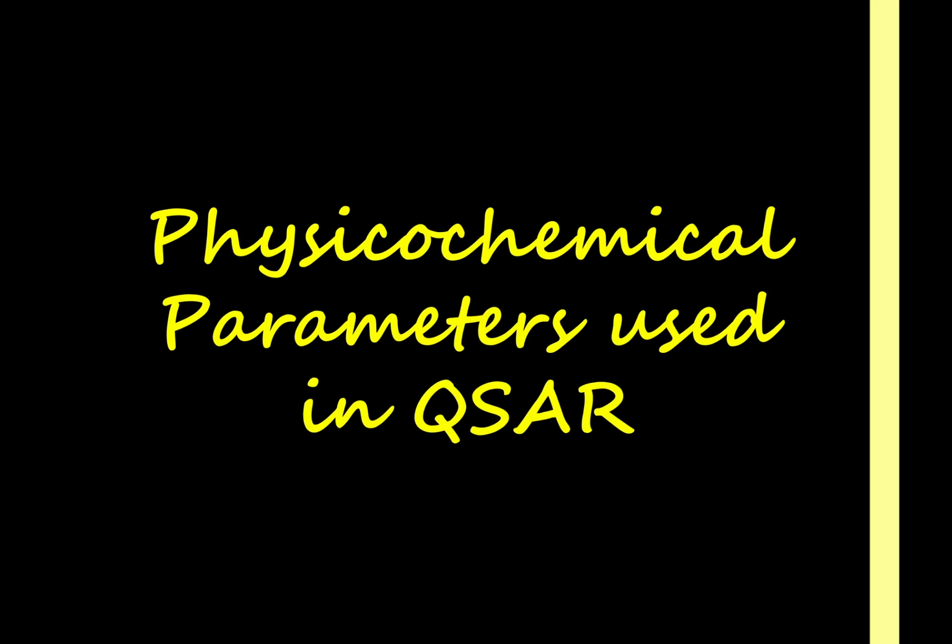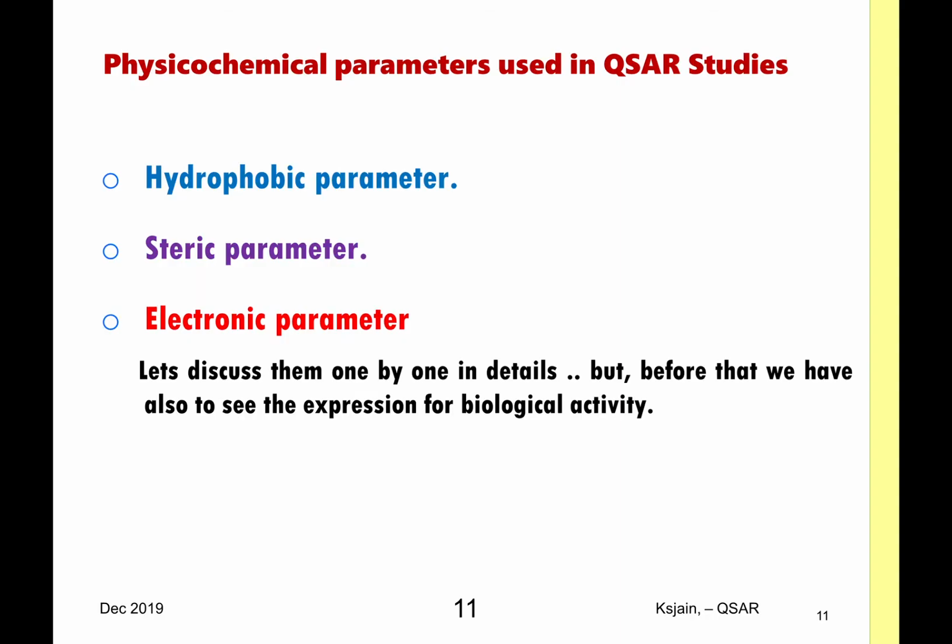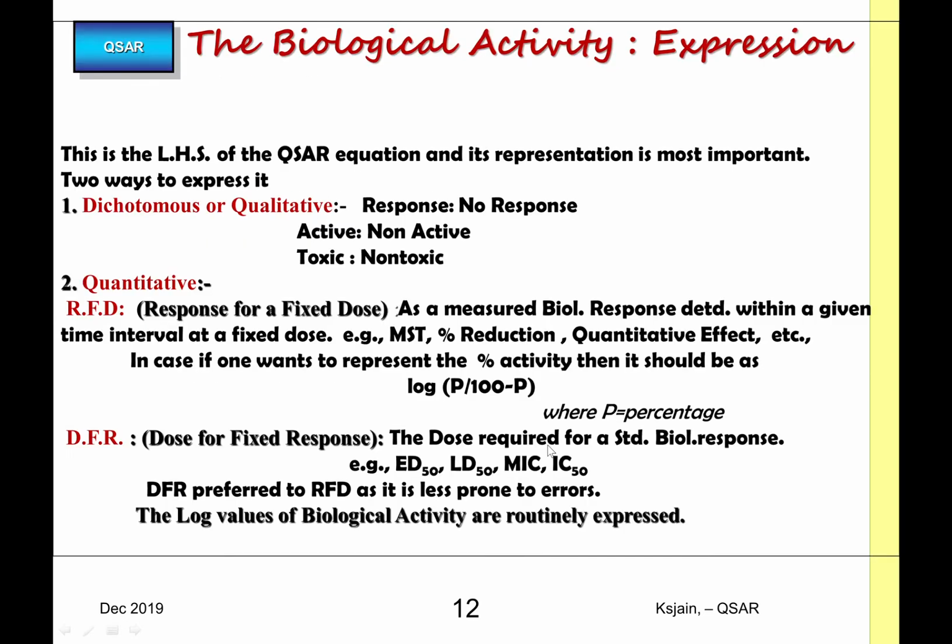So we are going to discuss three important groups of physicochemical properties, that is, some of the lipophilic, some of the steric, and some of the electronic parameters. But before that, it is pertinent that we should also see how the biological activity is expressed. First and foremost, we should see how the biological activity is expressed in QSAR. It can be qualitative or quantitative, but qualitative is out of the question because we are dealing with quantitative structure activity relationships. So this part is of no use. You have to express the biological activity in some numbers.